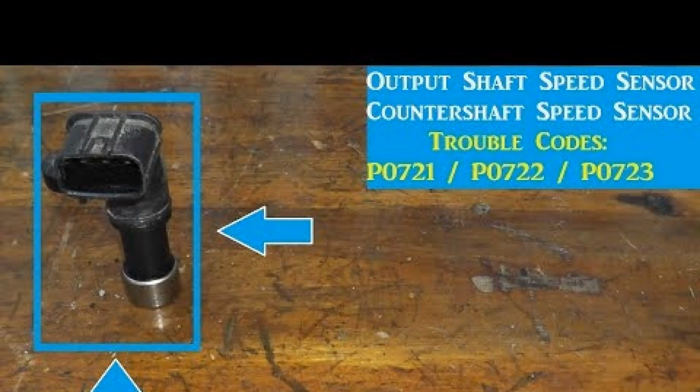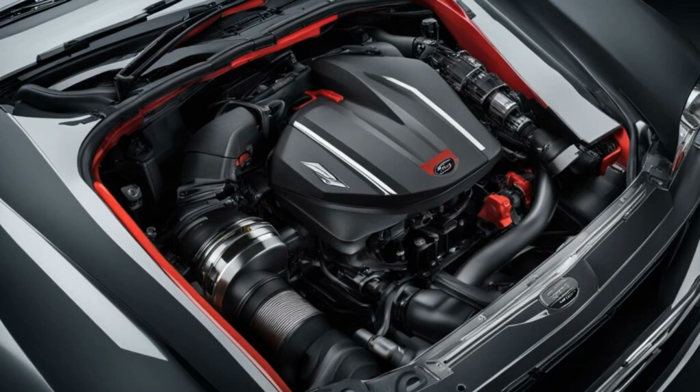Fault code P0723, output shaft speed sensor circuit intermittent erratic. In conclusion, understanding fault code P0723 is essential for diagnosing issues related to the output shaft speed sensor circuit. An intermittent or erratic signal can lead to various performance problems, including transmission issues and decreased fuel efficiency. By recognizing the symptoms and knowing how to troubleshoot the problem, you can take the necessary steps to ensure your vehicle operates smoothly. Always remember to consult a professional mechanic if you're unsure about any repairs.